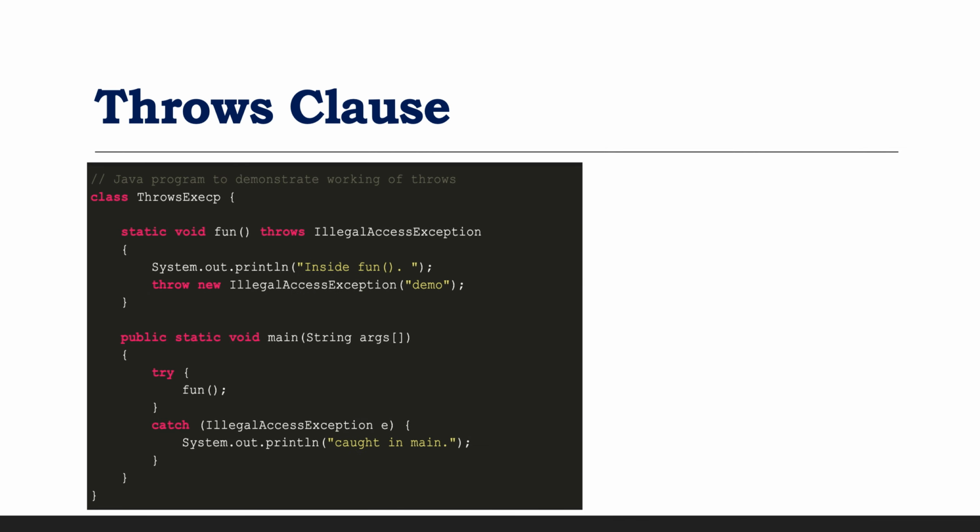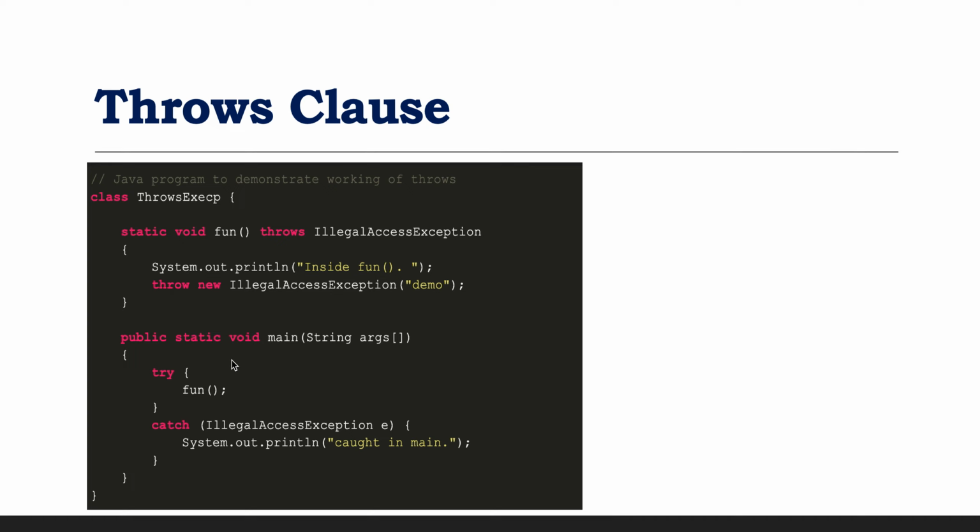Now let's see with the help of an example. Let's say we have one method called fun method. Inside the method we are throwing some exception explicitly, like in this case we are throwing illegal access exception. This is a built-in class provided by Java. So using throw here we are throwing this exception. It means that we need to handle the exception here only, but since we are not handling the exception, we want to throw this exception to the caller of the method. So it is the responsibility of the caller of the method to handle the exception.